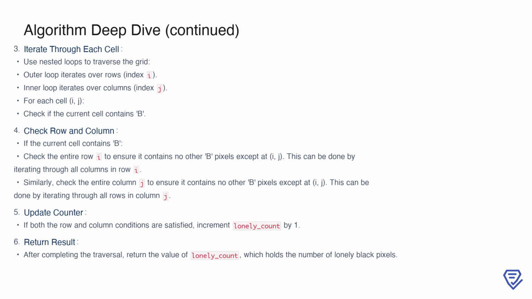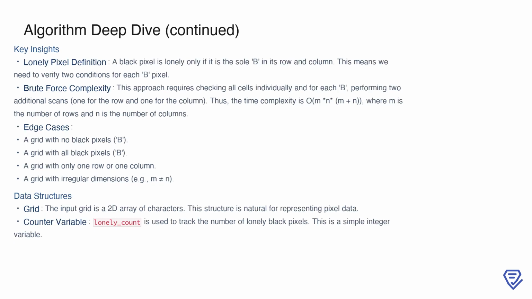To better understand this brute force approach, let's break it down with some key insights. A black pixel is considered lonely only if it's the sole B in both its row and column. This means that for every black pixel we encounter, we need to perform two additional scans, one for its row and one for its column.